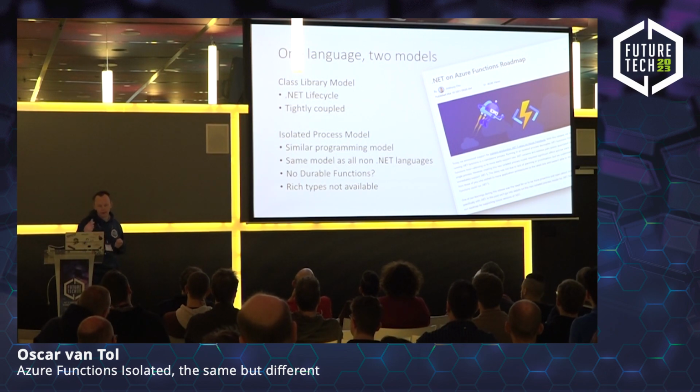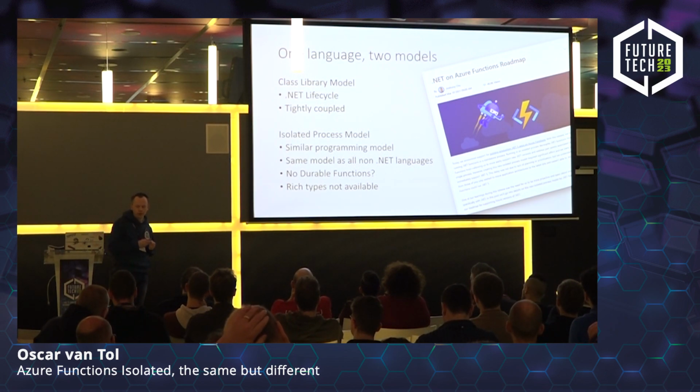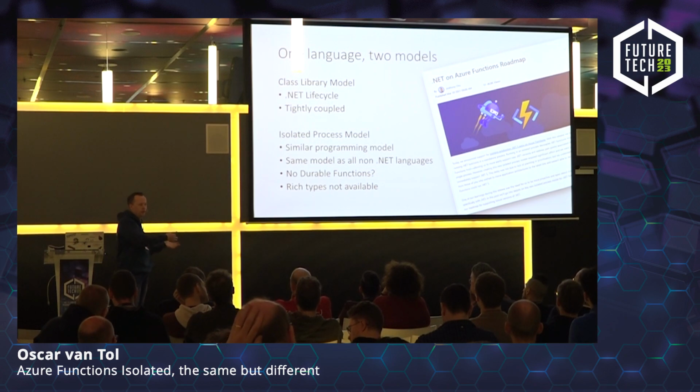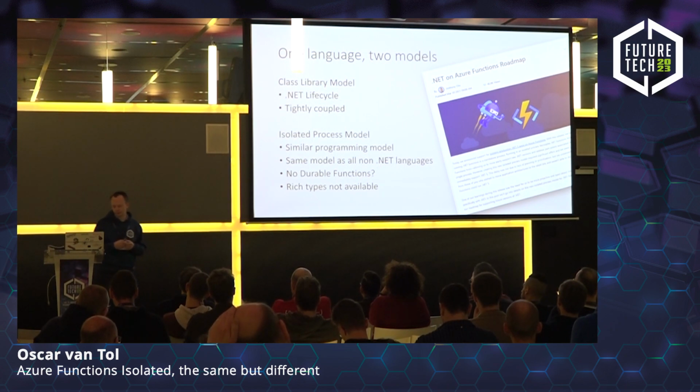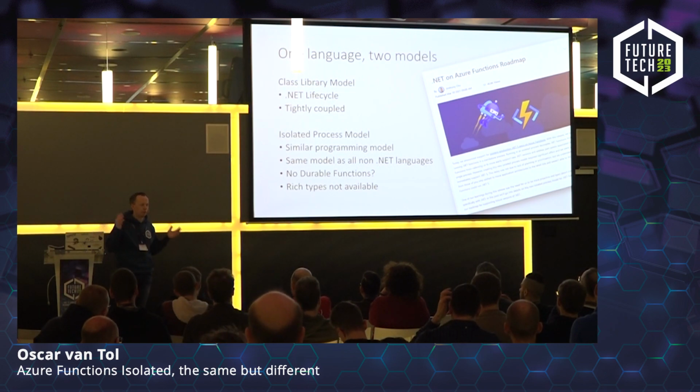In short, the class library model is the old one, and the isolated process model is the new one. The problem with the library model is that it's bound to the .NET lifecycle and tightly coupled to whatever they offer you. You cannot break out of that. You cannot run preview versions in there, which would be a problem.